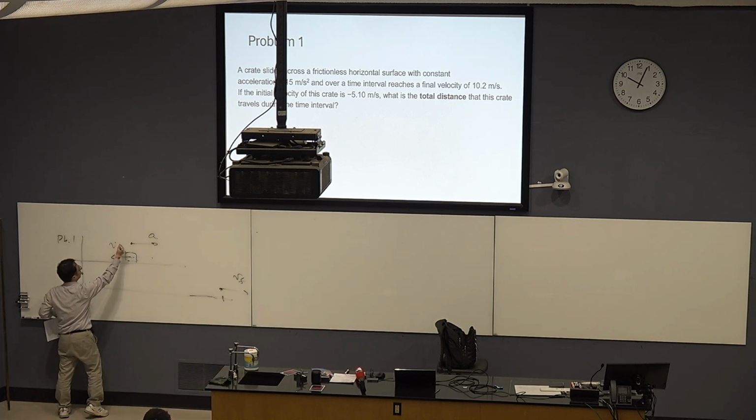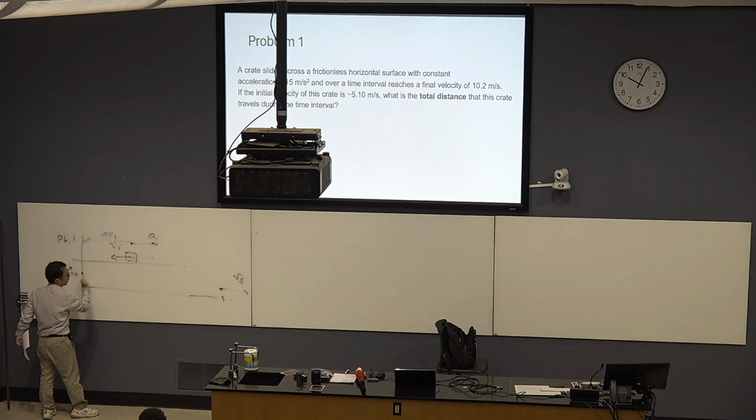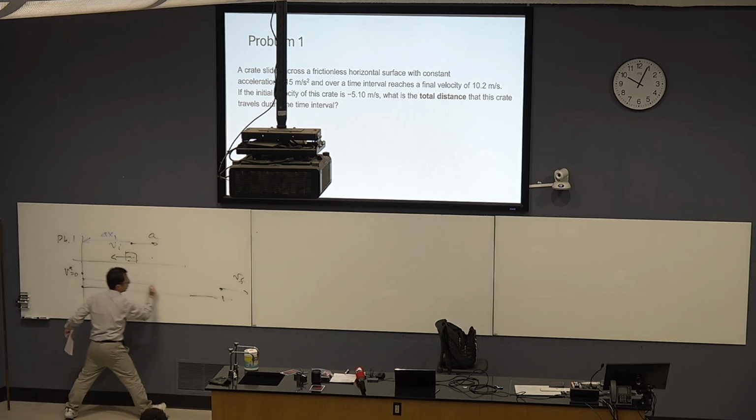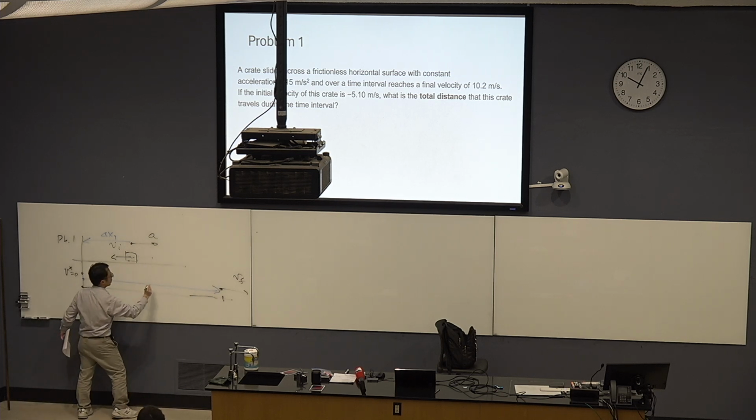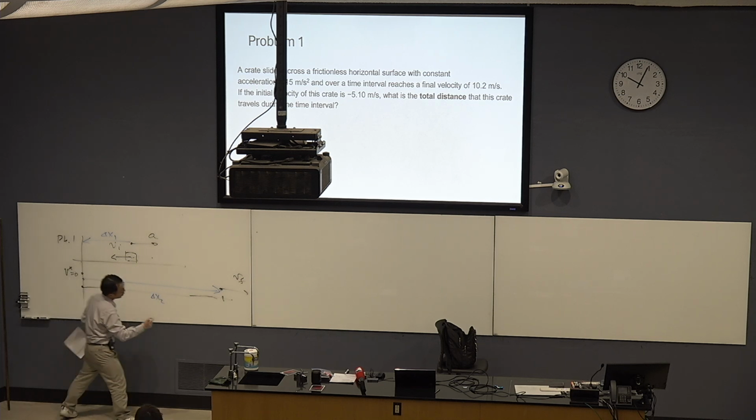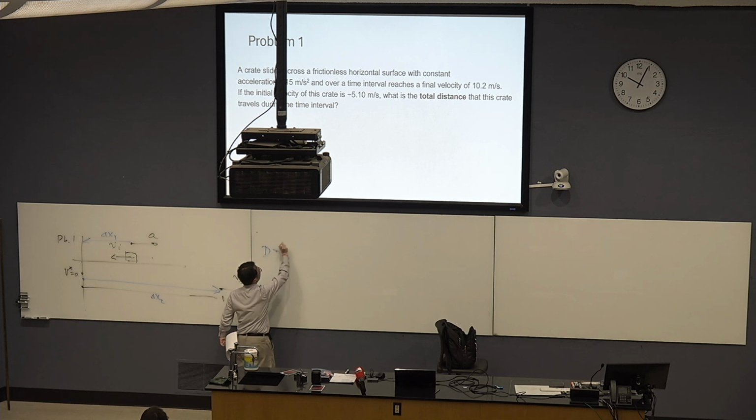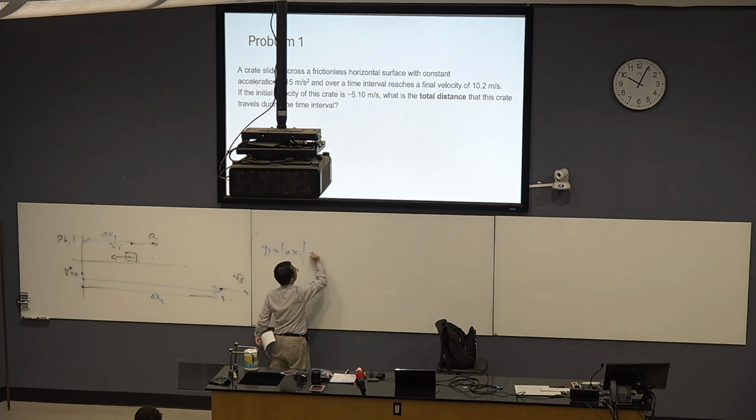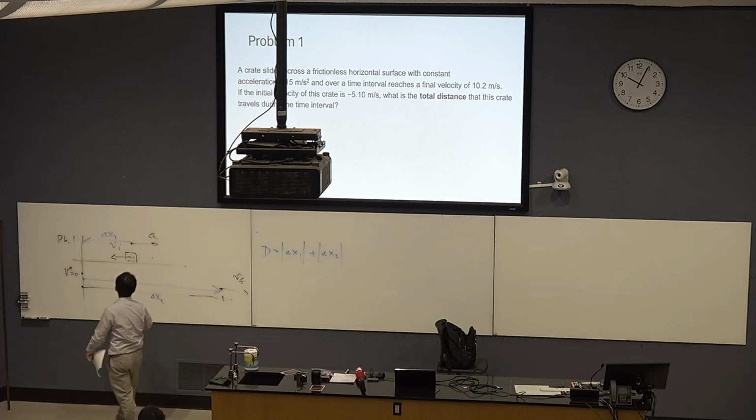So this is the first displacement. The first displacement will go from here to here. Let's call that delta x1. And delta x2 is this one. Okay? So this is delta x2. And so the total distance, we call that d, will be equal to the absolute value of delta x1 plus the absolute value of delta x2. Right? So first you need to get delta x1.